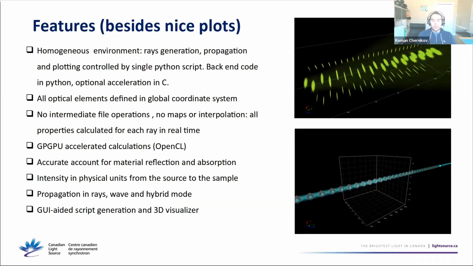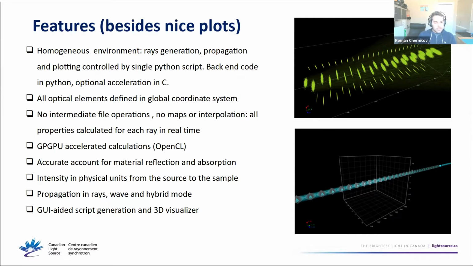Among other important features of XRT, first of all, it's homogeneous. We don't use any third-party pre-calculation software. We don't generate any intensity maps or anything like that, like, for instance, Shadow is doing. The whole code is Python. We use some acceleration, but it's optional and it's in C. So in principle, it's easily readable. Whoever wants to contribute or to learn how things are done in XRT, they are free to go to GitHub and read it. It's well documented as well.